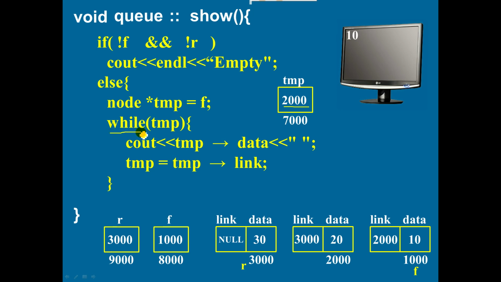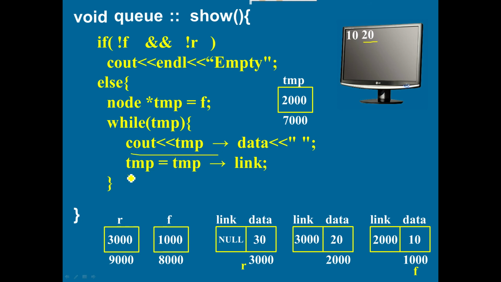Now because of this loop, the statement repeats, temp contains 2000. The condition tested here is not equal to 0. So 2000 not equal to 0 is correct. Control comes inside. Now cout output operator 2000 arrow operator data. So what is 2000 arrow operator data? It is 20. So on the computer's monitor you get the next element 20.